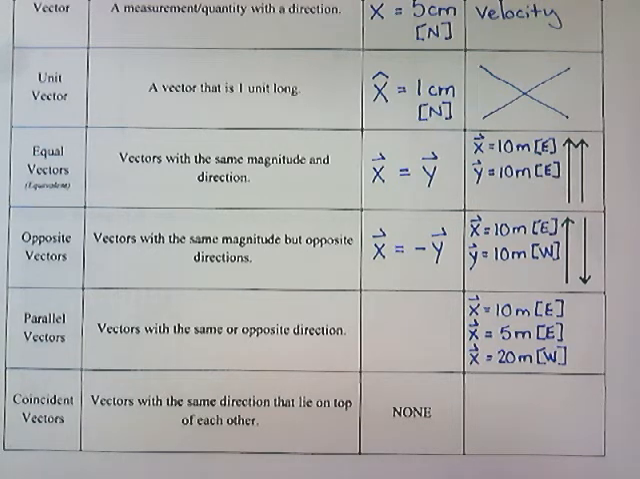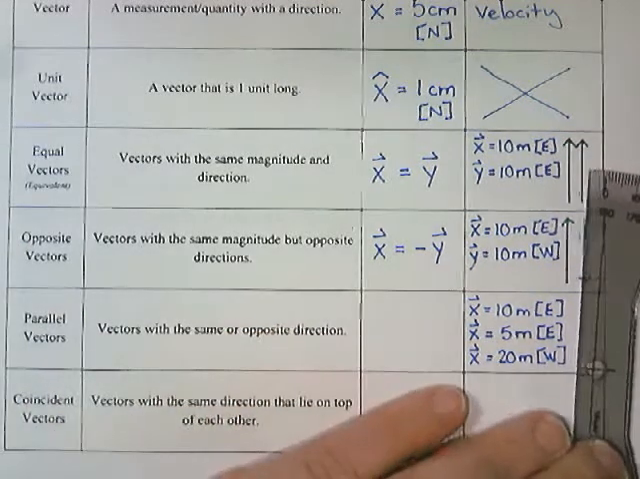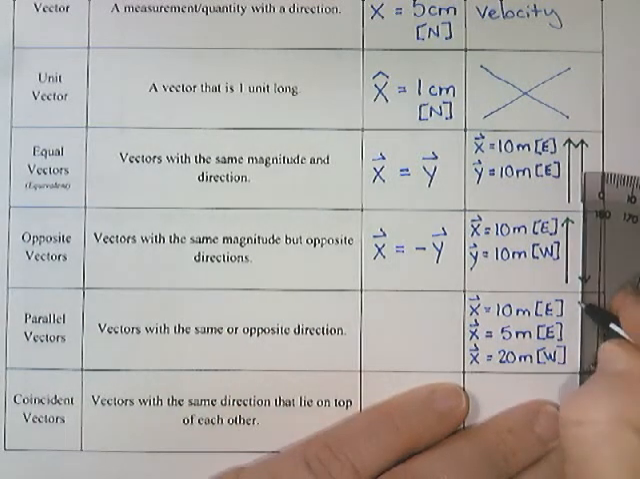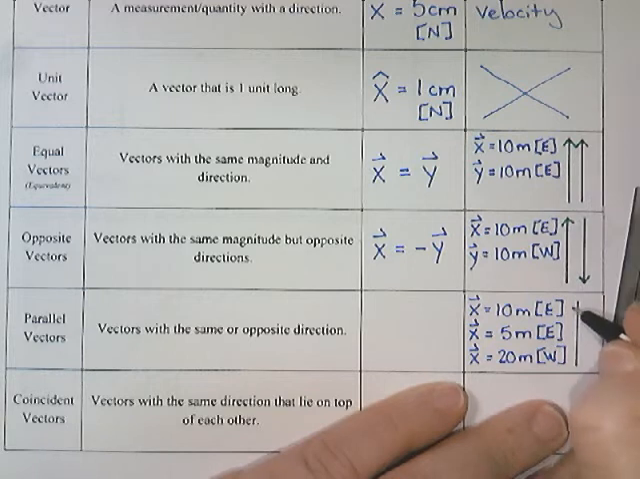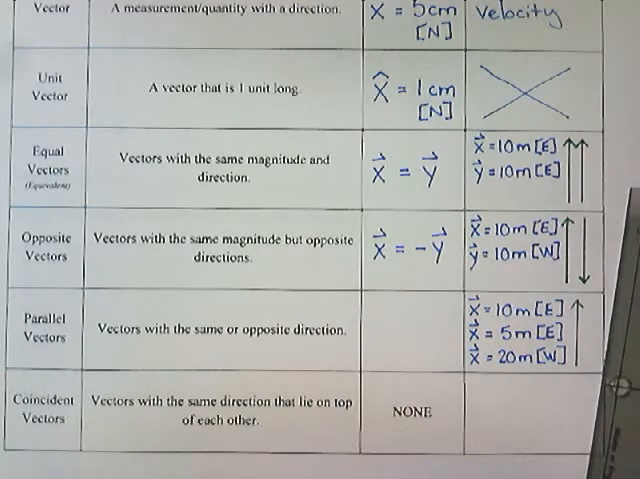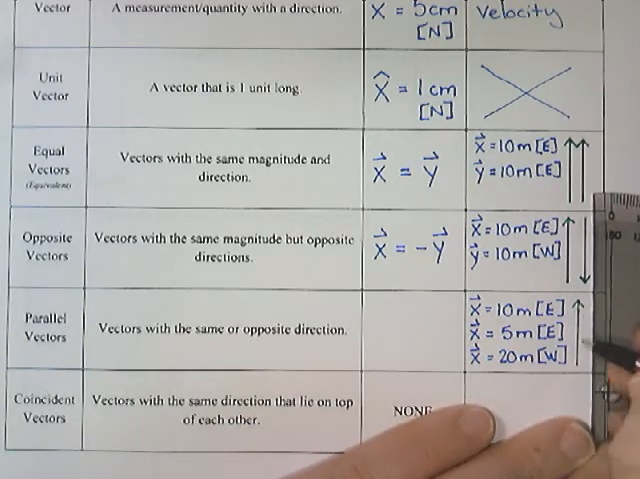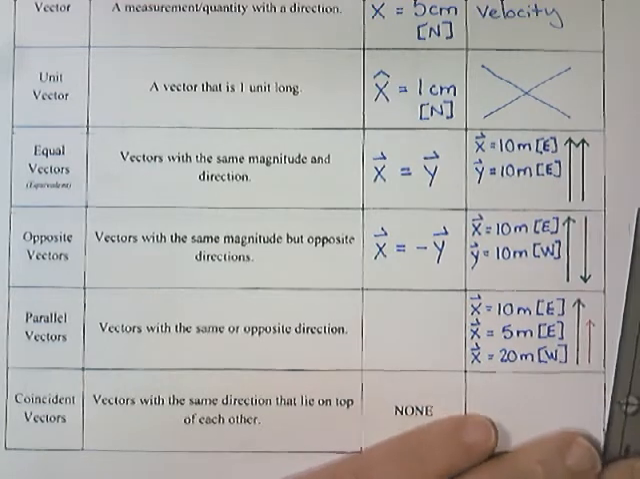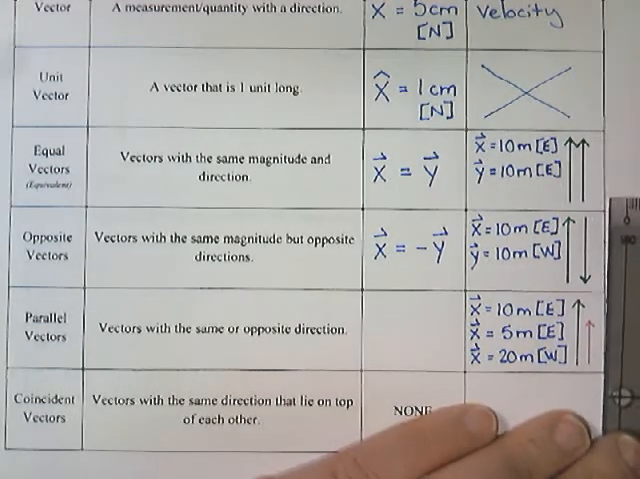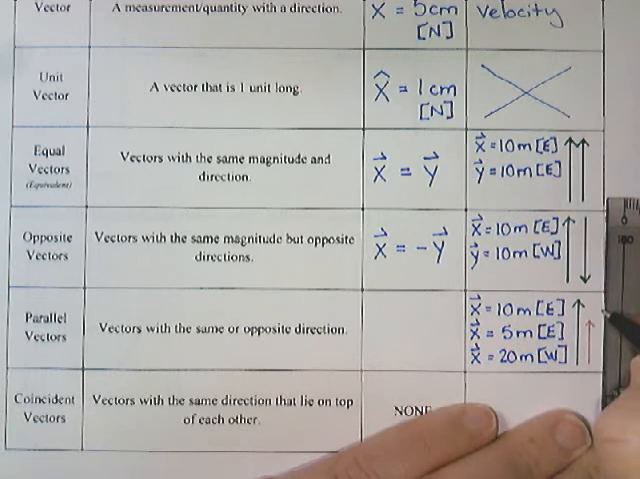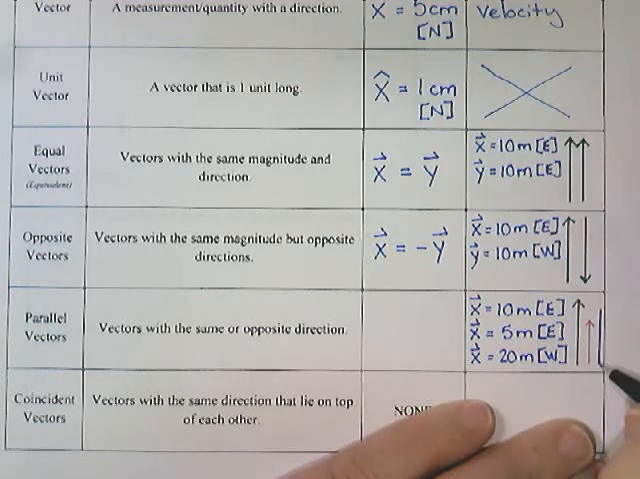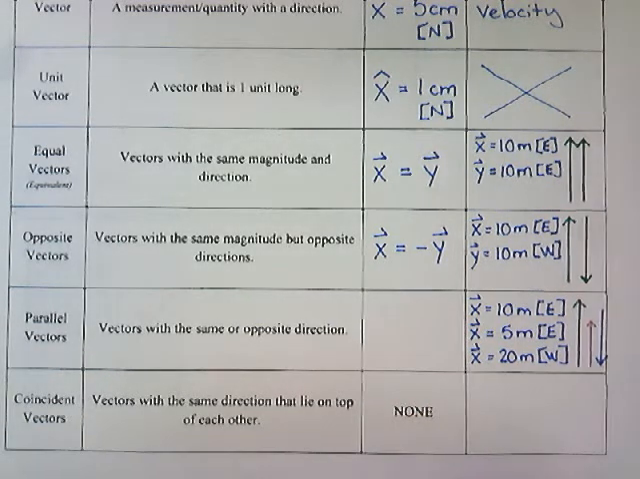It cannot go north, it cannot go south, but it could be east or west. If I were to draw two parallel vectors, I don't think I need to measure these ones. I'm going to have one vector that is going up. I could have a second vector that is also going up. It does not have to be the same length. It just has to be the same direction. Or I could have one that is going down. Once again, it does not have to have the same magnitude. It does not need to be the same length. They just have to have either the same or the opposite direction to be parallel.